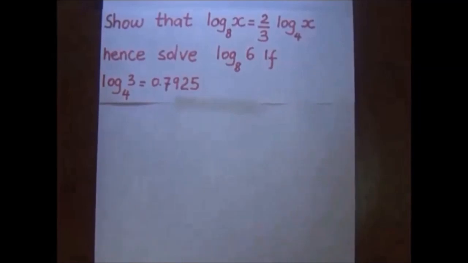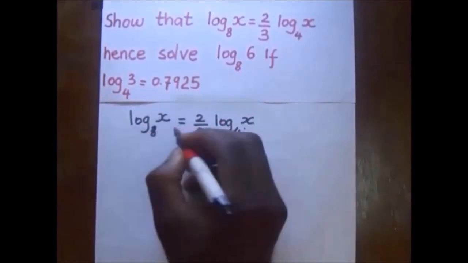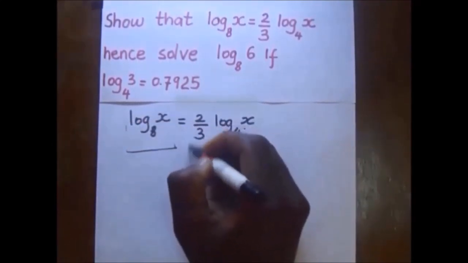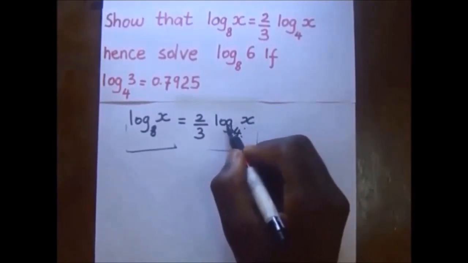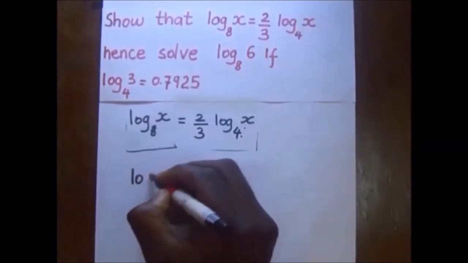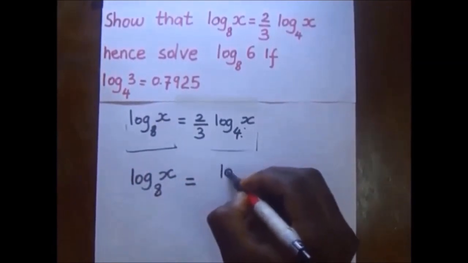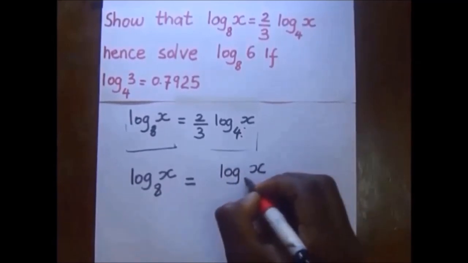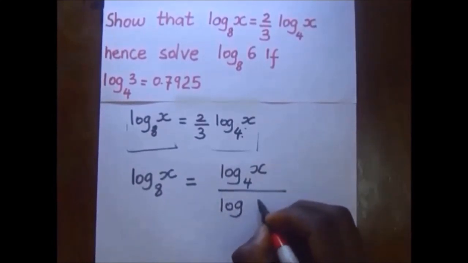Show that log of x base 8 is equal to 2/3 log of x base 4. So if you are to prove, you are going to start this way. We are proving that this is equal to that. Where we are headed, it's a log that has got base 4. So it means that we are going to convert this logarithm to base 4. So log of x base 8 is going to be equal to, converting it to base 4, log of x base 4, divided by log of 8 base 4.